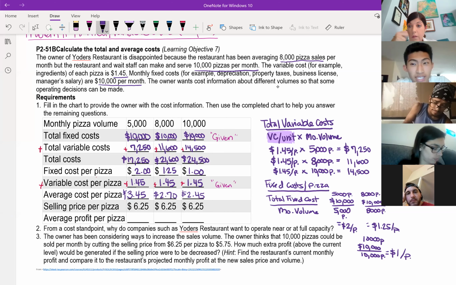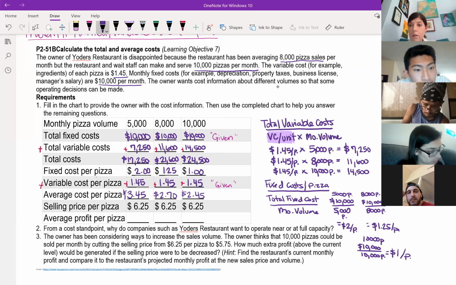I'm sorry, where do we get that equation? You're adding the fixed cost per unit plus the variable cost per unit. So these two.